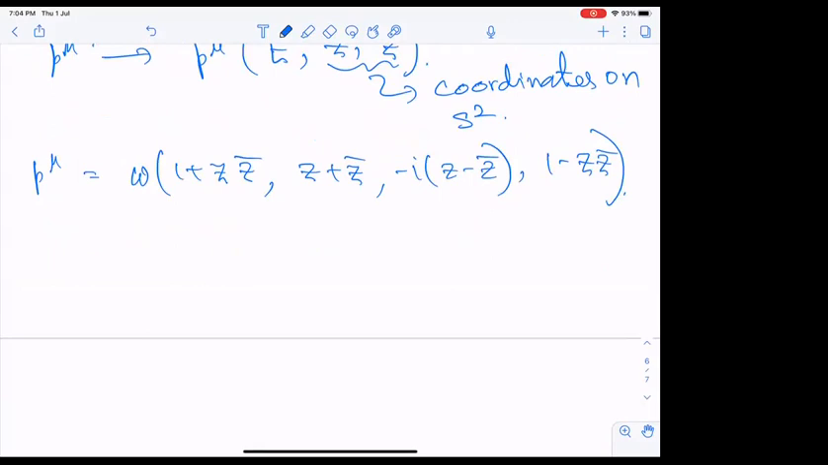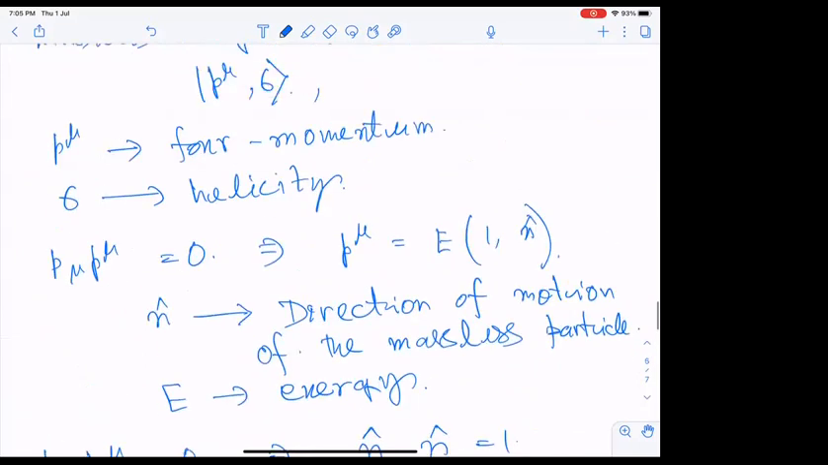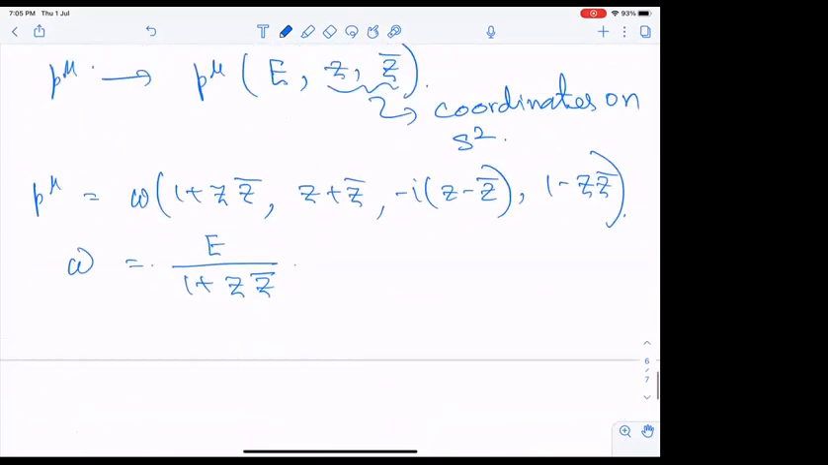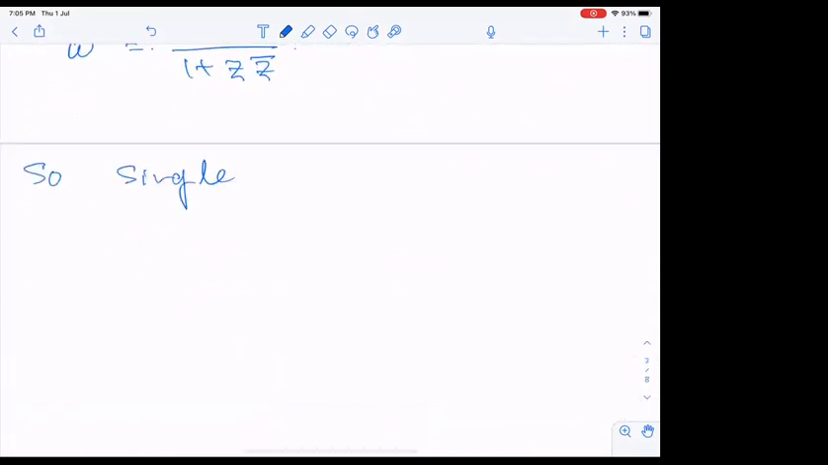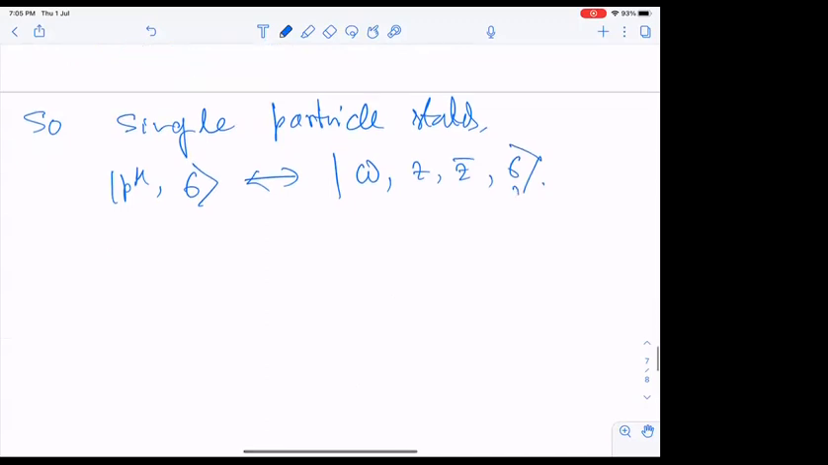So now, what is this omega? This omega is E by 1 plus Z Z bar. This just follows from this equation, as you can see. Now, the single particle states you can write as p, mu, sigma, or equivalently in terms of omega, Z, Z bar and sigma. Sigma is the helicity.